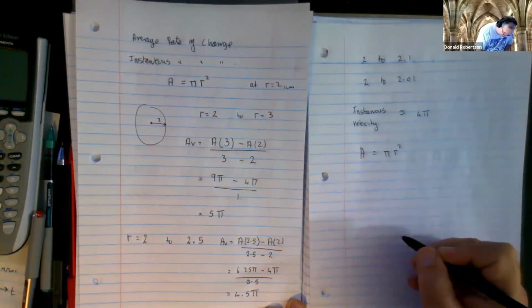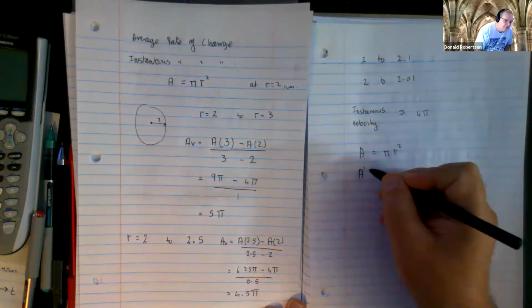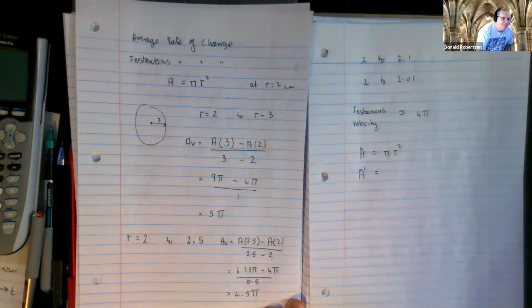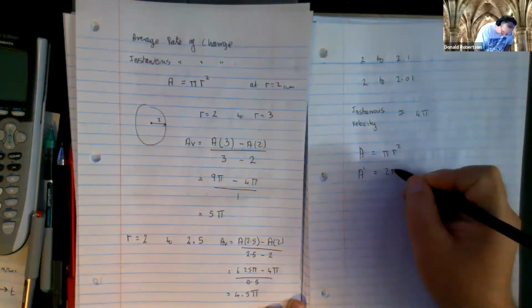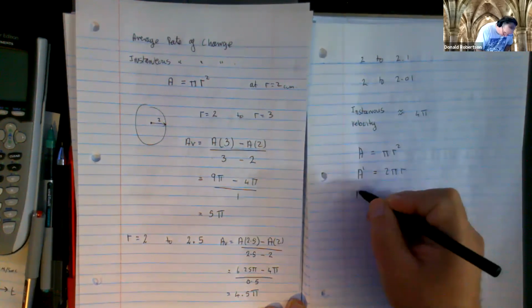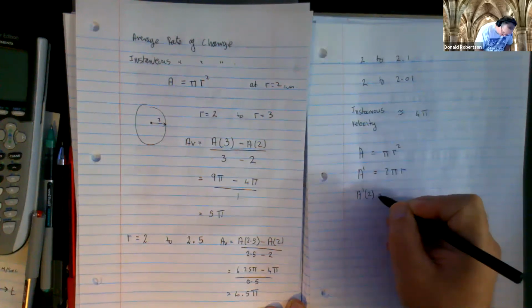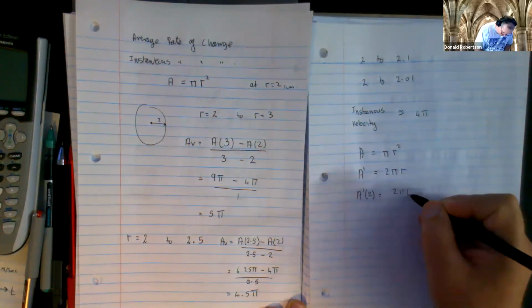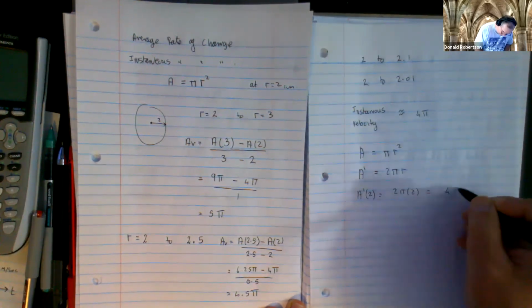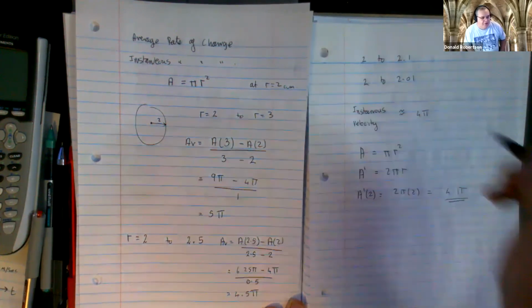Oh, wait a minute. Isn't instantaneous velocity just another name for derivative? So I'll differentiate and I'll find out what that is when r is 2. Okay, you actually guessed it right.